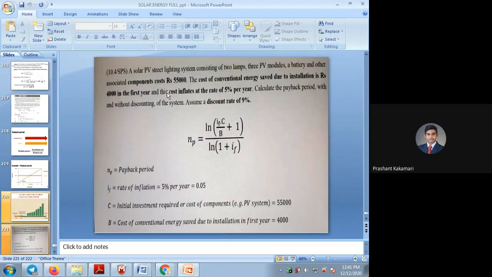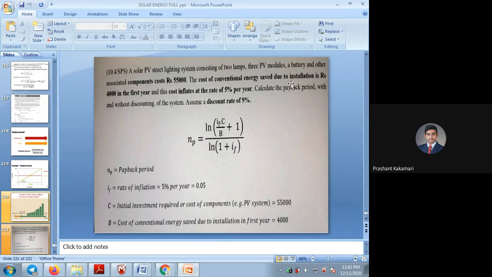Last problem, a solar PV street lighting system. You can assume, imagine, a solar PV street lighting system consisting of two lamps. So imagine two lamps with two poles, two lights are there. Three PV modules are connected. A battery and other associated components cost rupees 55,000. Battery, other things like wiring, then many circuit connections, PV modules, and two lamps. All these things cost 55,000 rupees to erect two poles with the two street lights and three modules. So 55,000 investment is required.